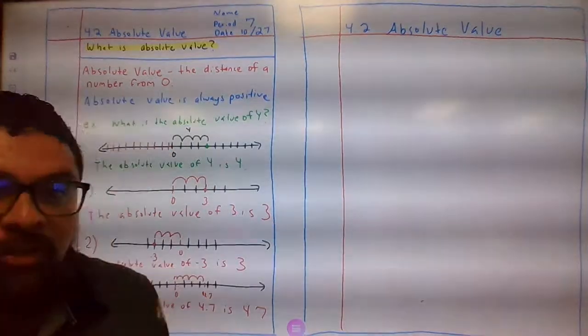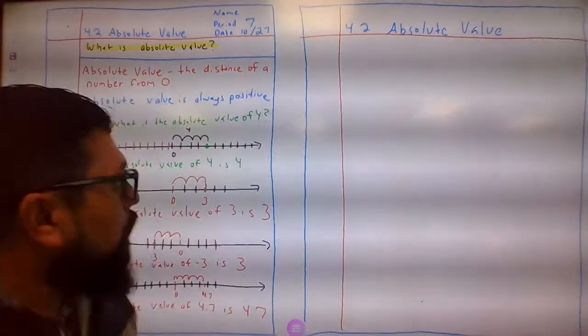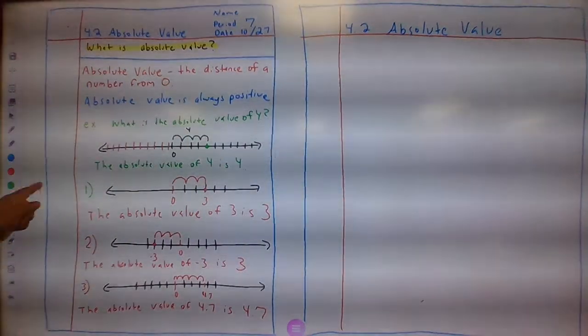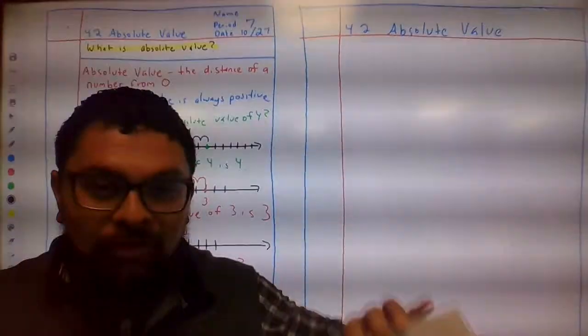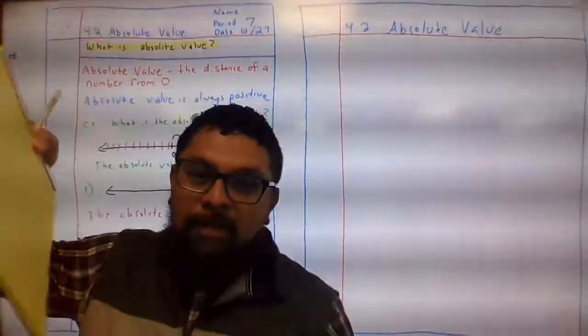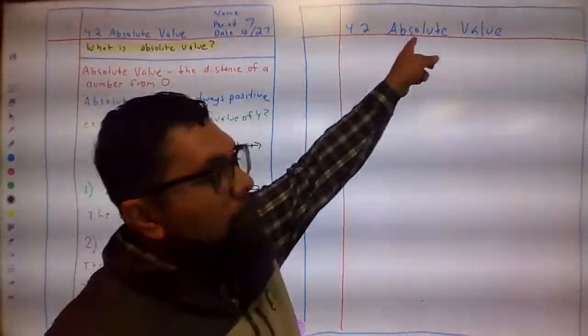All right, class. So we're continuing on in absolute value. If your page looks like mine and it's already full, then go ahead and move on to the second page on the back. You can go here and then go on the back, okay? Or if you have a notebook, then you go ahead and put it on the back. All right, and then just put 4.2 absolute value.